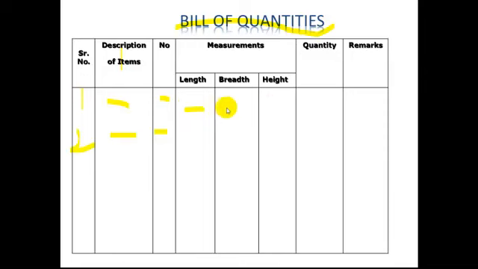Then the length, breadth and height of the activity. Then quantity will be calculated by multiplying the length with the breadth, the height and the number. Then remarks, if any, will be put inside the remarks column. Then these quantities will be summed up to find the final quantity.